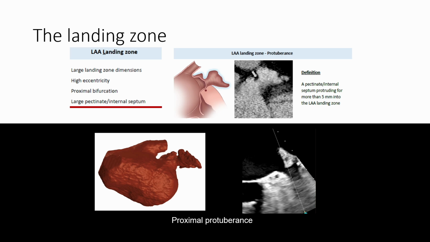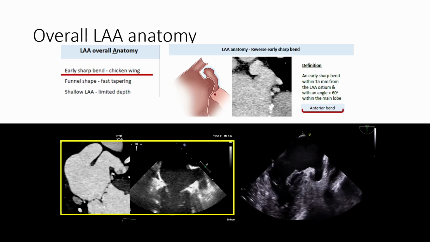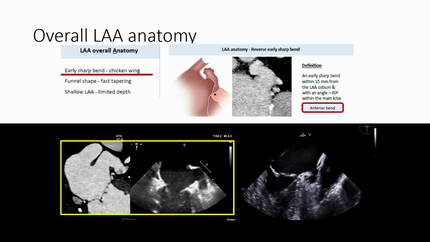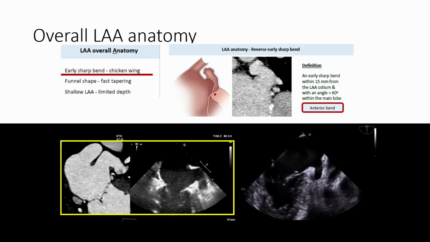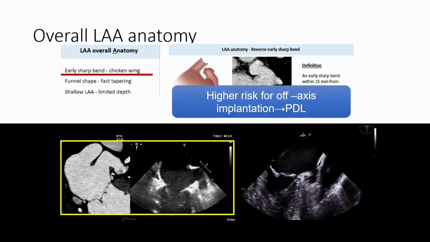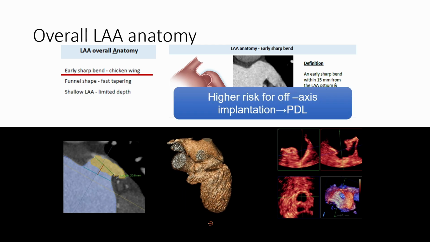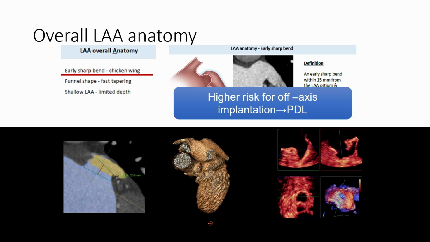So large pectinates can be an issue, or protuberances, as you can see here, because they might lead to a situation where you have an unstable device position, or maybe some areas which are not covered by the device, and this is also very easily assessed by TEE. An early sharp band, a chicken wing, and it doesn't matter if it's an anterior band, like you can see here, or a posterior band, you may have a higher chance of an off-axis implantation and a higher risk of PDL.